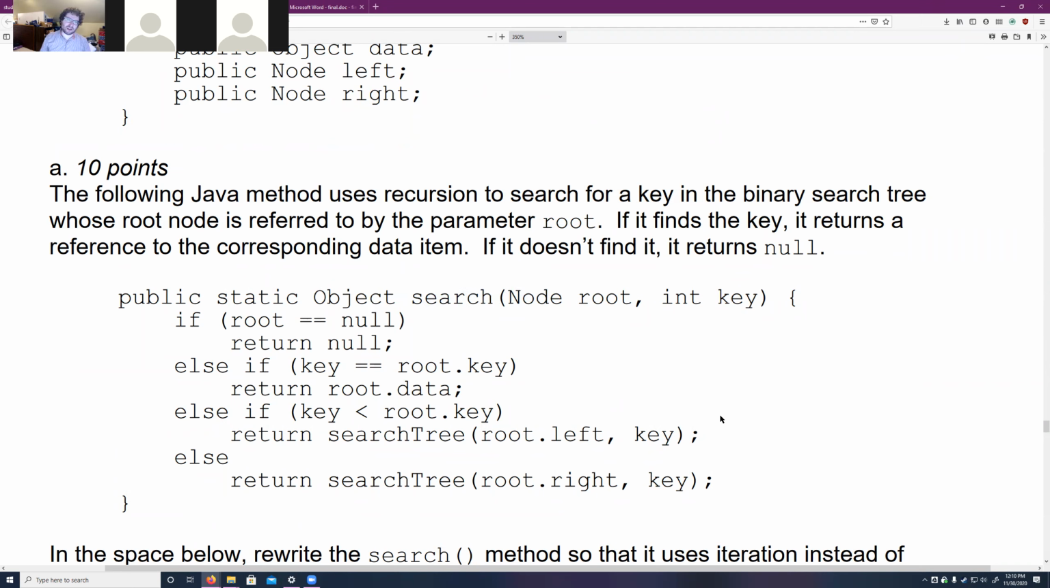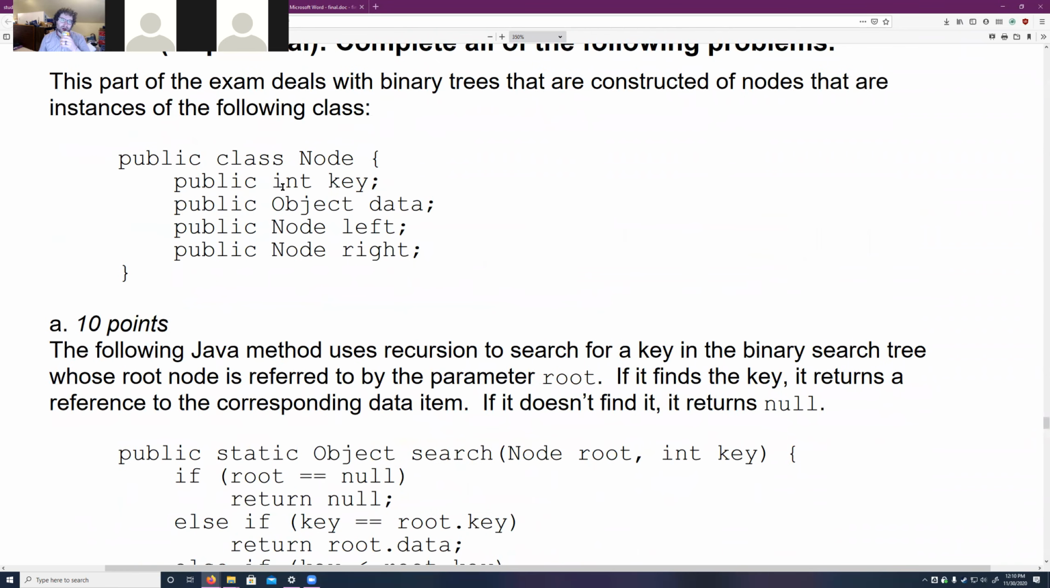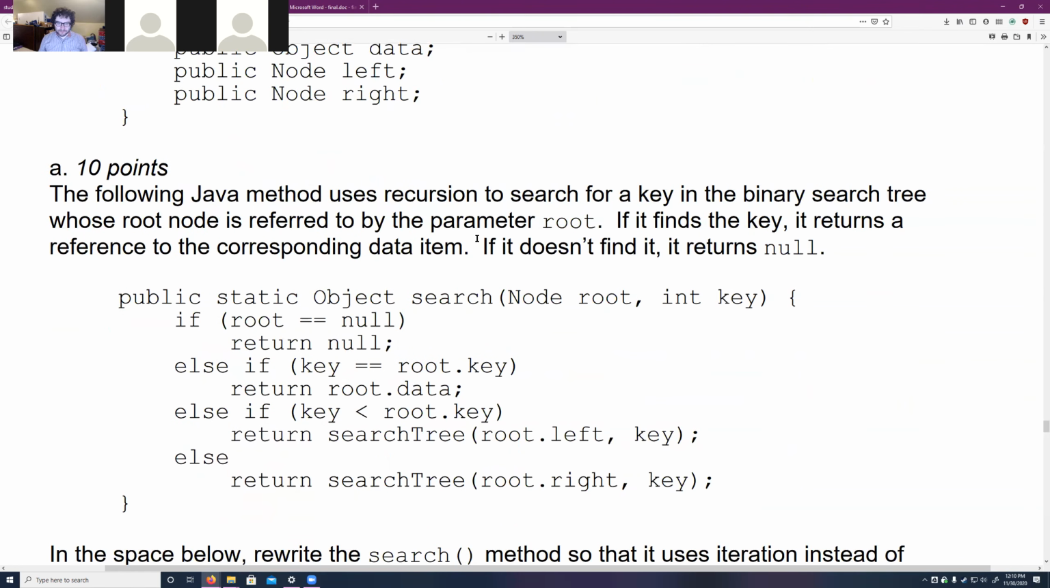So this is just search without using generics, right? Root, key, and basically we're doing a key-value storage rather than just storing a single item. So given a key, find the object associated. In other words, a tree map. It works exactly the same as a tree, though. So using recursion, a public static object, node, key. If root is null, return null, right? This is just the standard algorithm. Everybody recognize this?